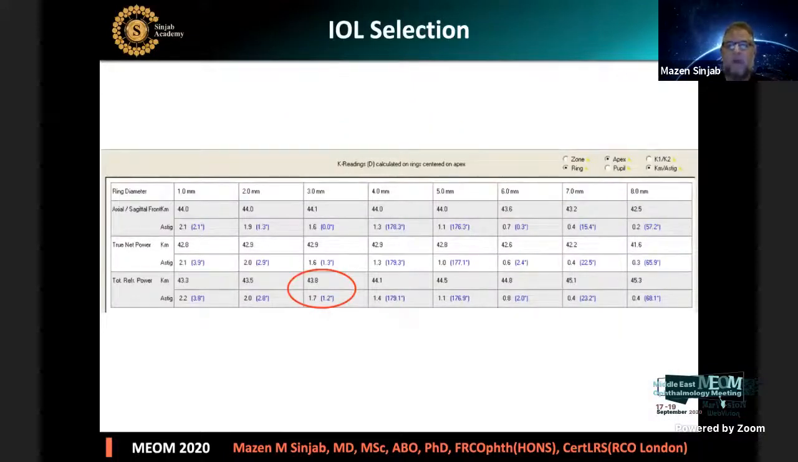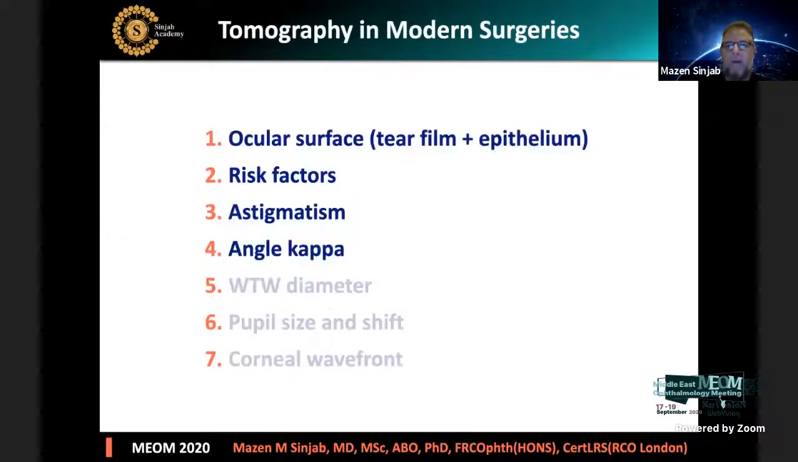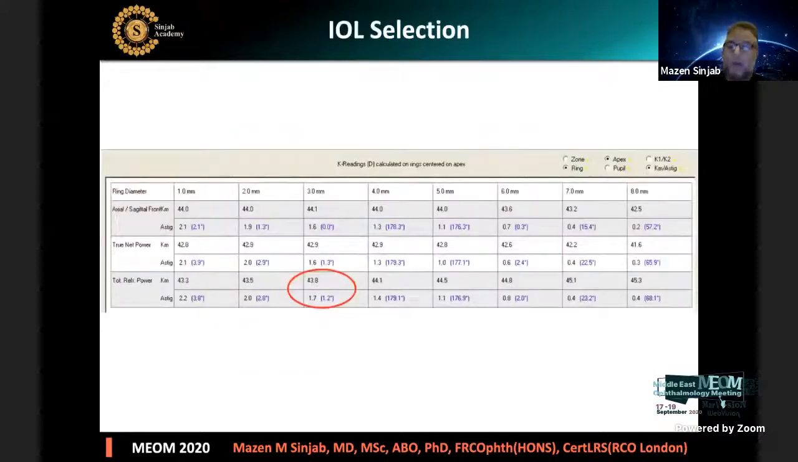IOL selection, of course, if the patient has more than 0.75 diopters of real astigmatism on the total corneal refractive power, then of course a toric lens should be implanted. In addition, if we are planning for premium IOLs and the patient has more than 0.75 diopters and we don't implant a premium toric lens, then the patient will suffer from dysphotopsia. So taking the astigmatism into consideration is important not only for toric IOLs, but for the premium IOLs as well. I mean the trifocal and the EDOF.